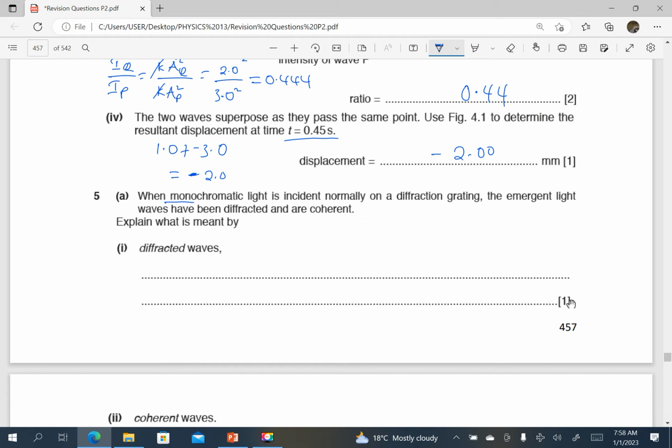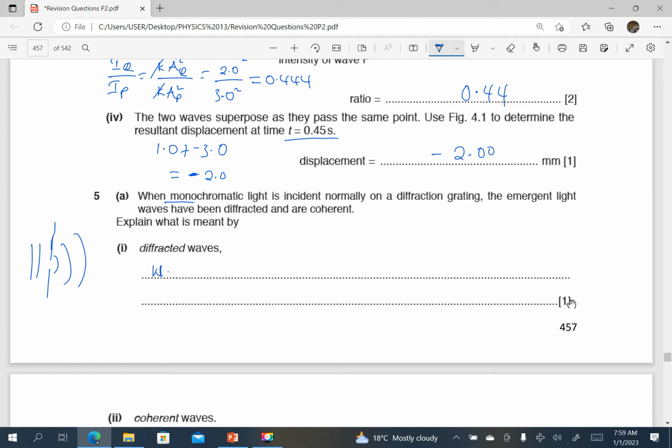As it passes through a narrow slit, the wave is spreading into regions of geometrical shadow. So what we mean by diffraction, if this is a narrow slit, when waves pass through the slit, they spread into regions of geometric shadow. That is what we call diffraction. So when we talk about diffracted waves, we mean that waves spread at each slit or gap into regions of geometric shadow. Waves that have spread into regions of geometric shadow as they pass through a narrow slit.